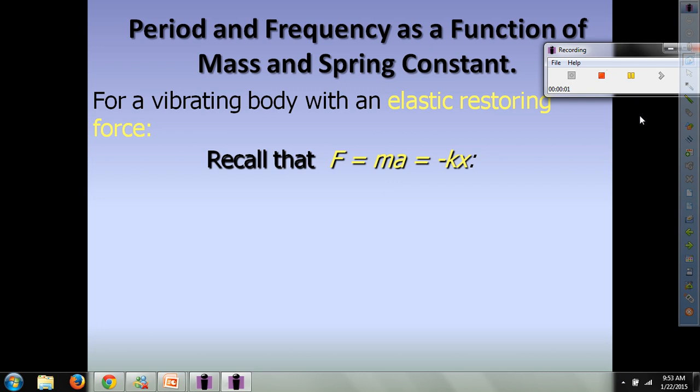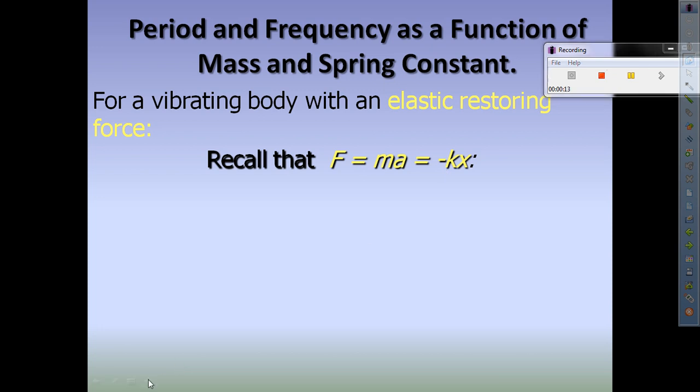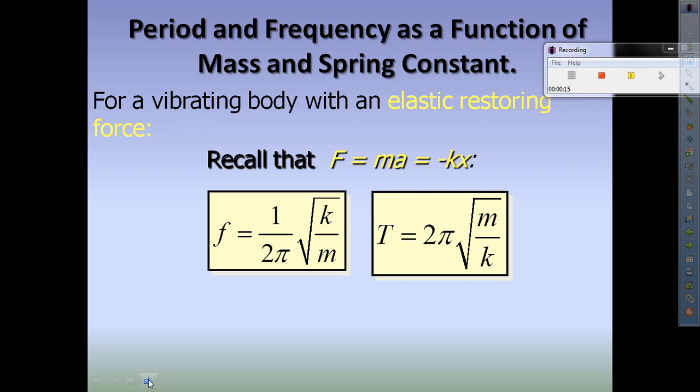Okay, so we want to look at the period and frequency as a function of mass and spring constant, so M and K. And we know that for a vibrating body, the restoring force F is equal to MA, which is also equal to negative KX, so that's nothing new. We know that f is equal to 1 over 2 pi times the square root of K over M, and T is equal to 2 pi times the square root of M over K. There's no derivation that I've given for this, so we're just going to go with that, and I can show you if you'd like to know.